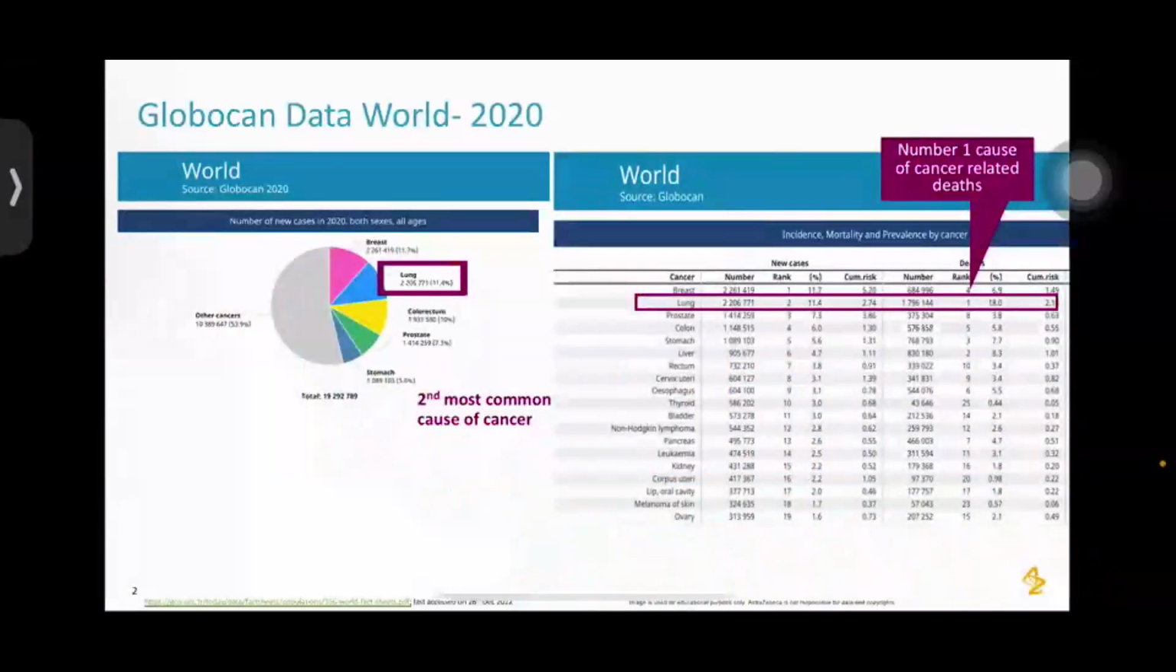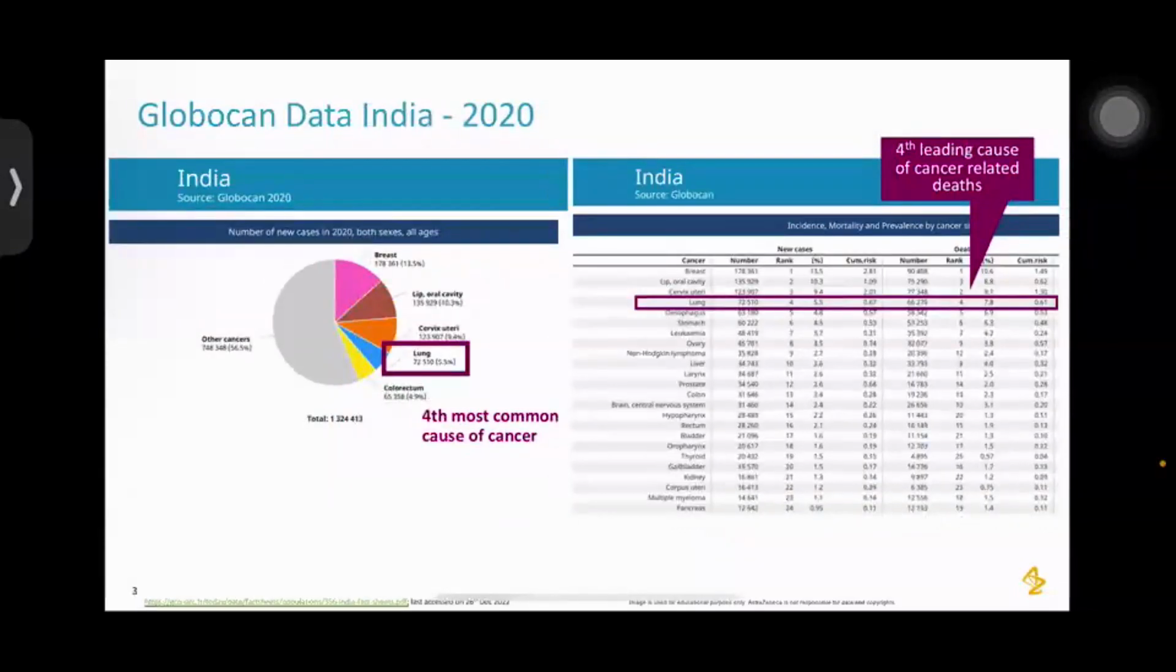Coming to the global data of lung cancer, in terms of incidence it's the second most common cancer, while the most common cause of cancer-related deaths is lung cancer. This is Globocan 2020 worldwide data. Coming to the Indian data, lung cancer is the fourth most common cancer after breast, lip and oral cavity, and cervix cancer. In terms of mortality, it's also the fourth most common cause in India.